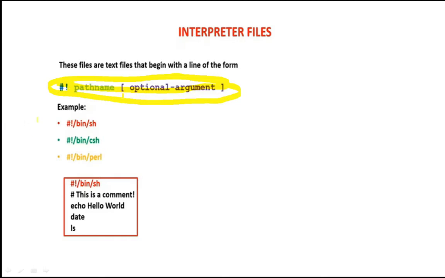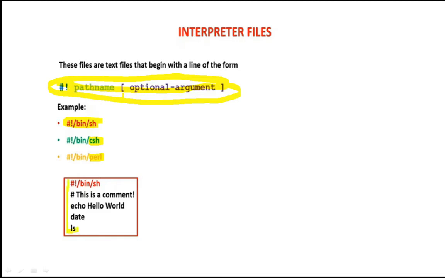See the first example, that is hash, then exclamation mark, then slash bin and slash sh. It is going to indicate that you are going to use the sh interpreter. The second one is going to indicate you are going to use the csh interpreter, and the third one is going to indicate that you are going to use the Perl interpreter.